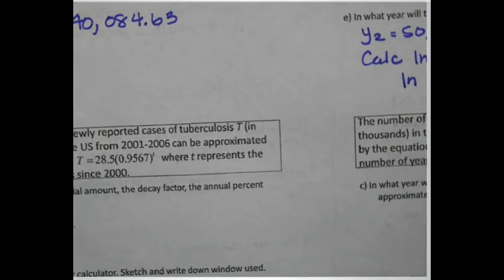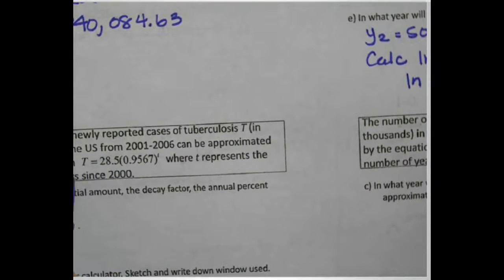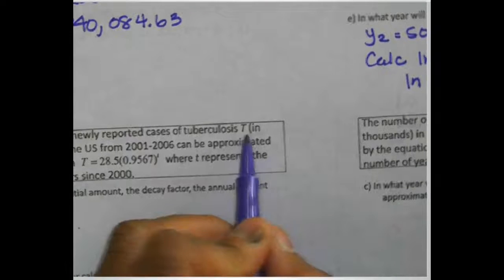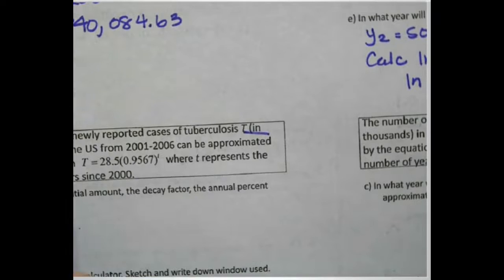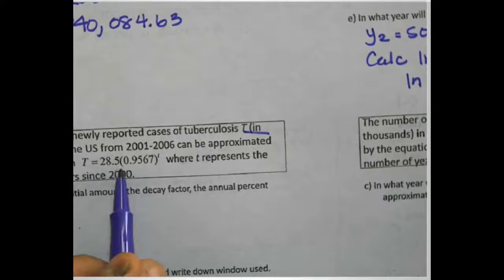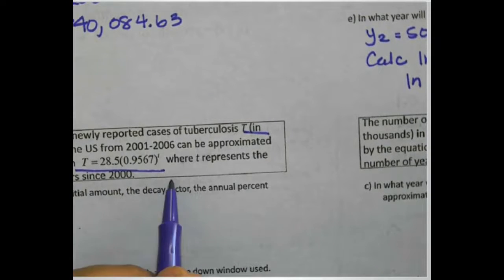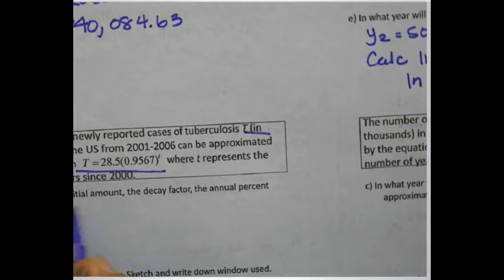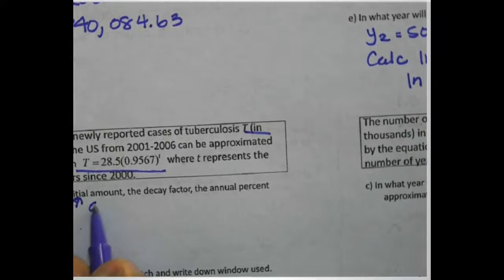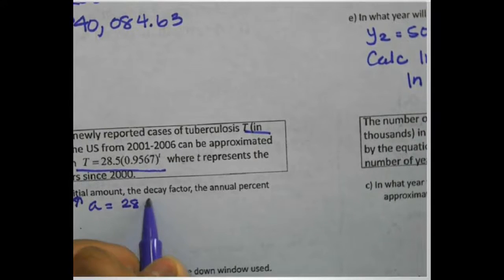So we have the number of newly reported cases of tuberculosis in thousands. That's important to know. In the United States from this year to this year can be approximated by the equation T equals this. They're giving it to me, where T represents the number of years since 2000. Identify the initial amount, so that's the A, and that would be 28.5.